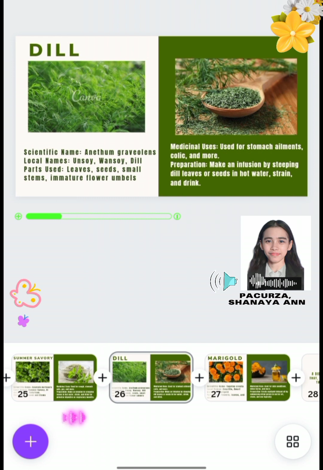Next example is the dill. The scientific name is Anethum graveolens. The parts used are leaves, seeds, small stems, and immature flower umbels. For preparation, make an infusion by steeping dill leaves or seeds in hot water, then boil it, and then strain it to separate the juice from the dead leaves or seeds, and then you can now drink it. For medicinal uses, it is used for stomach ailments, colic, and many more.